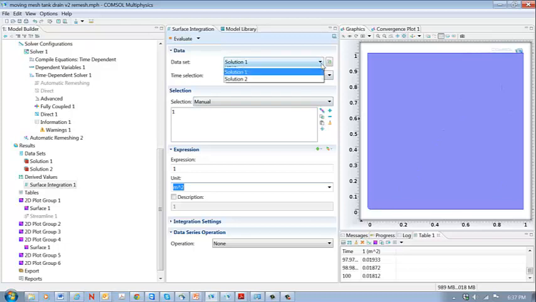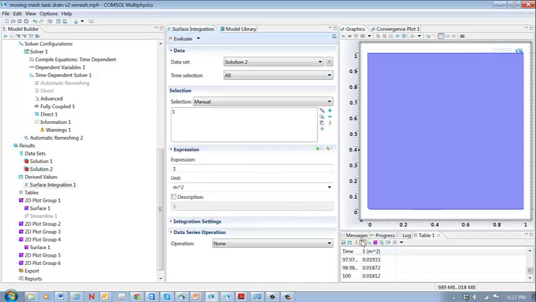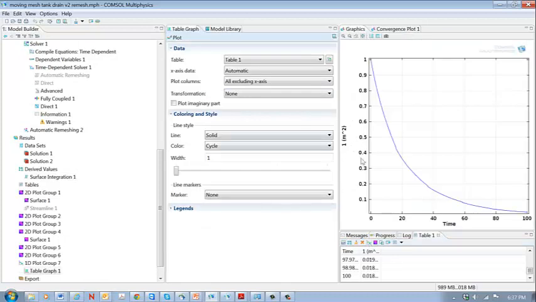So we need to make sure to select solution 2 here. That is the data set that includes automatic remeshing. So we do that, and then I'm going to clear out the data, and we do evaluate. It does the calculations, and now we can plot it here. This is the cross-sectional area of the water in the tank as a function of time. If we multiply by the width of the tank, this is then the volume as a function of time.